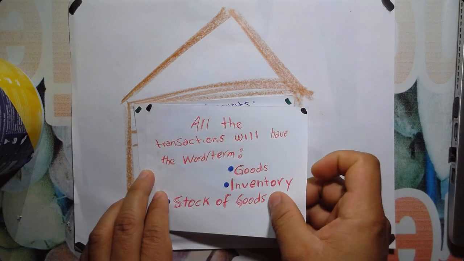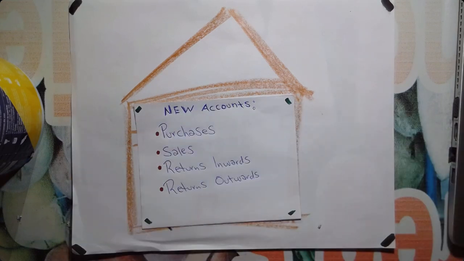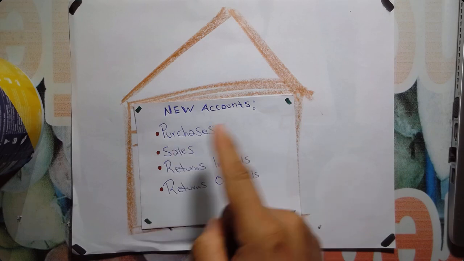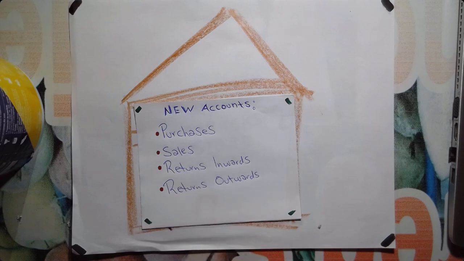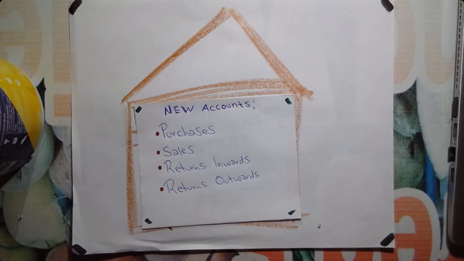Now, these are the 4 new T accounts or new accounts that you will be using, namely purchases, sales, returns inwards, and returns outwards. Those are the 4 T accounts that we will be using in this particular chapter. Keep in mind that these 4 accounts that you see here are all considered assets. Okay? They are all considered assets.